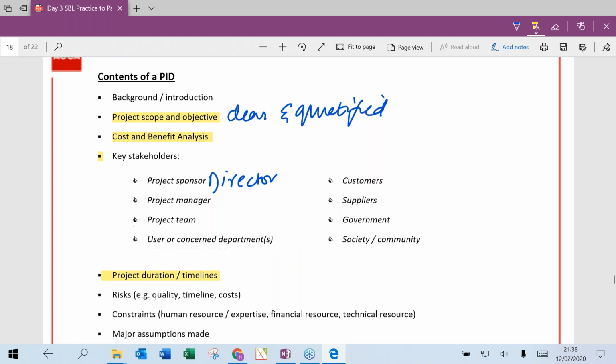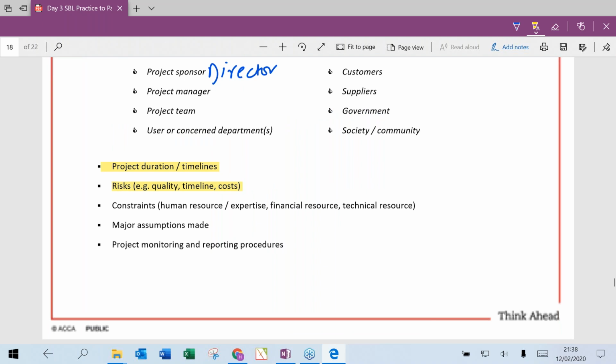And then we talk about any risks. Whenever we talk about risk, you can talk about three types of risks. You can talk about quality risks, which means there's a risk that the quality of the product or the project might be substandard, or the timeline risk, duration risk, which means that the project might get delayed and overrun the deadline, or the cost risk, which means that the cost of the project might exceed the budgeted approved amount.